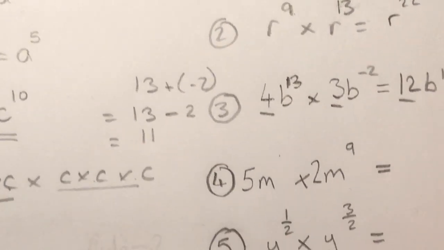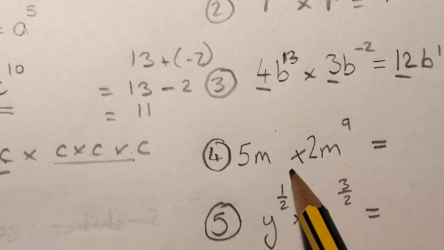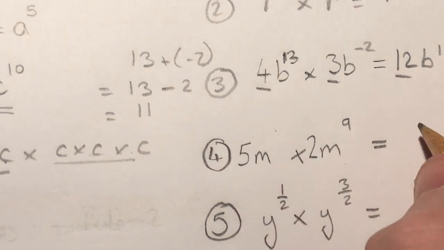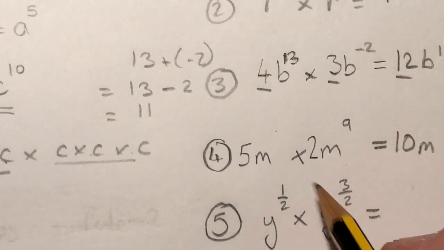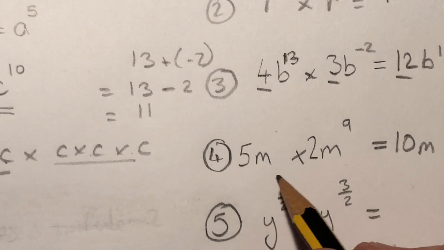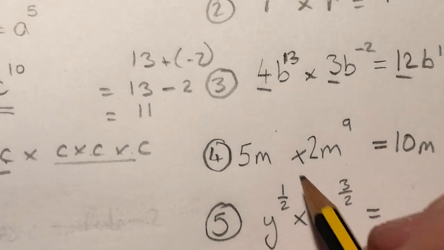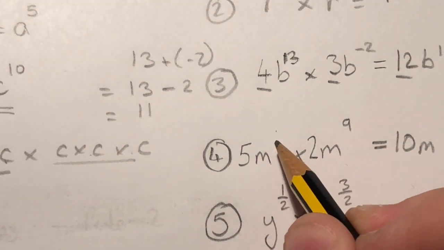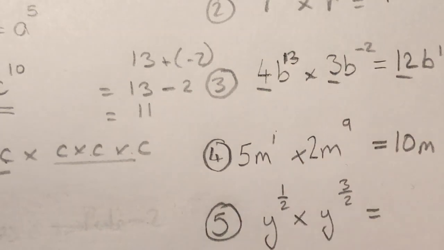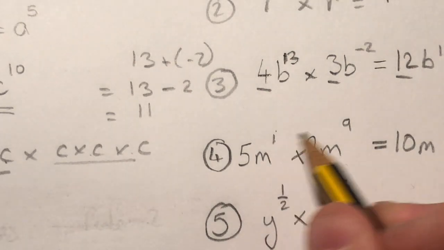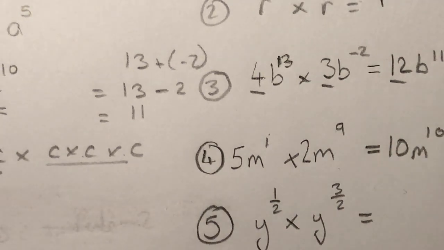In example 4 here, we've got 5m times 2m to the power of 9. Well, again, the coefficients 5 times 2 gives us 10. We must keep the m there. Now, this is a bit trickier because we're not told what the power is here. But as with the majority of algebra, if there is no power told as part of the question, we must assume it's the power of 1. So 1 plus 9 gives us 10, 10m to the power of 10.